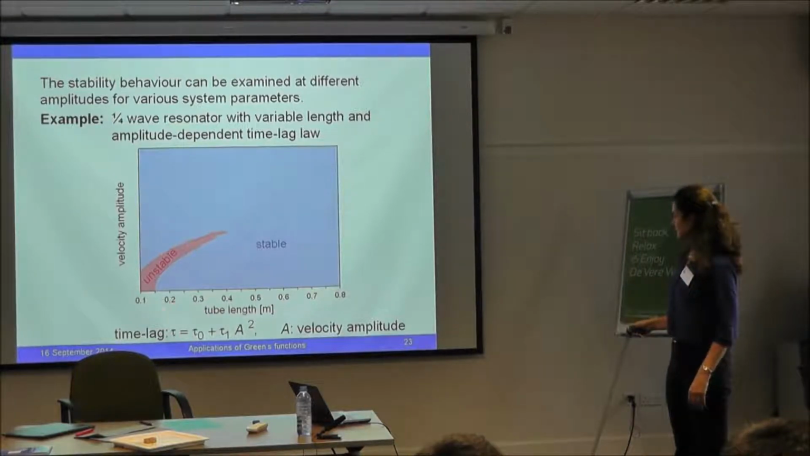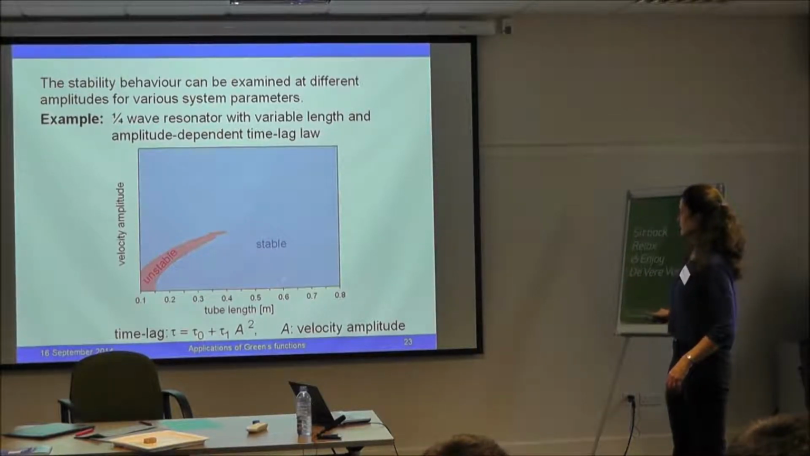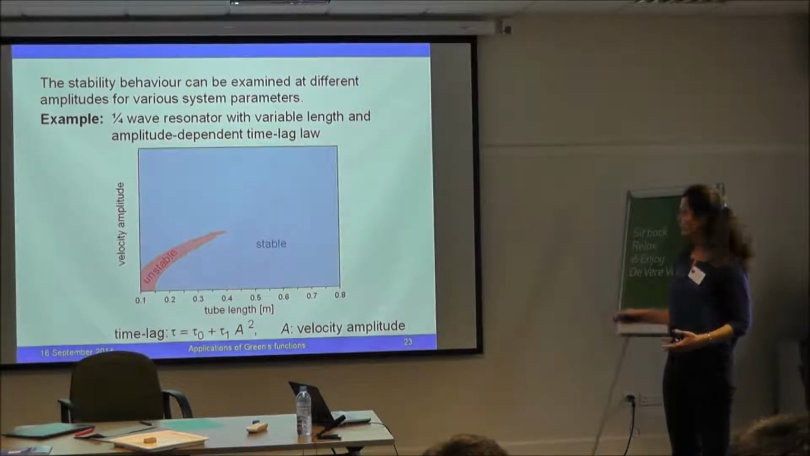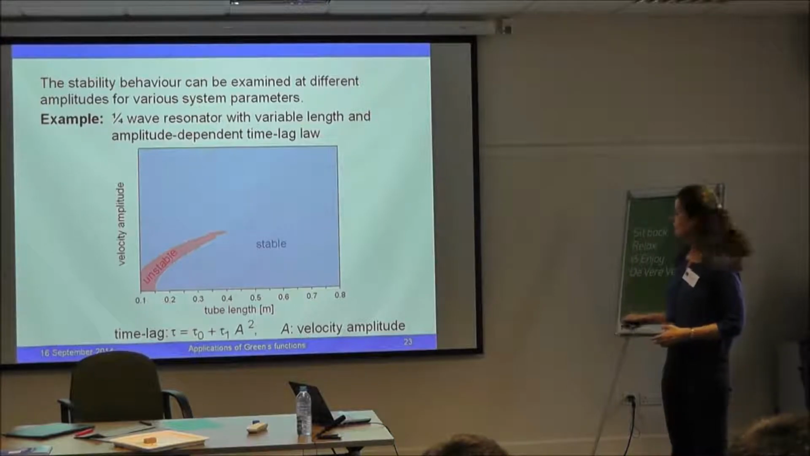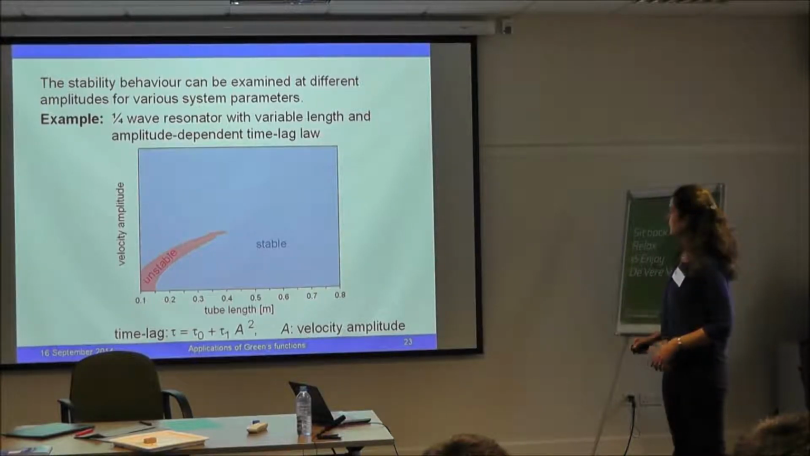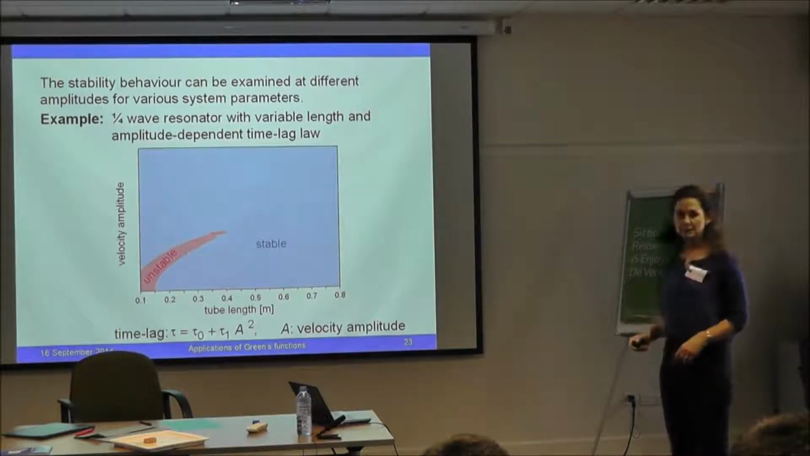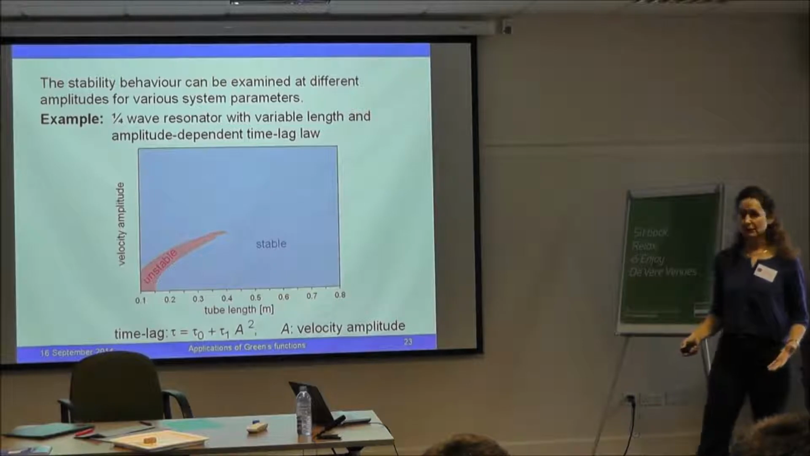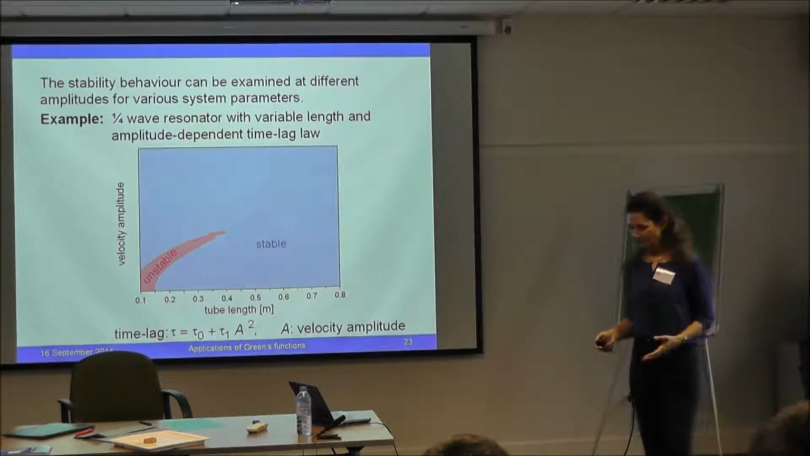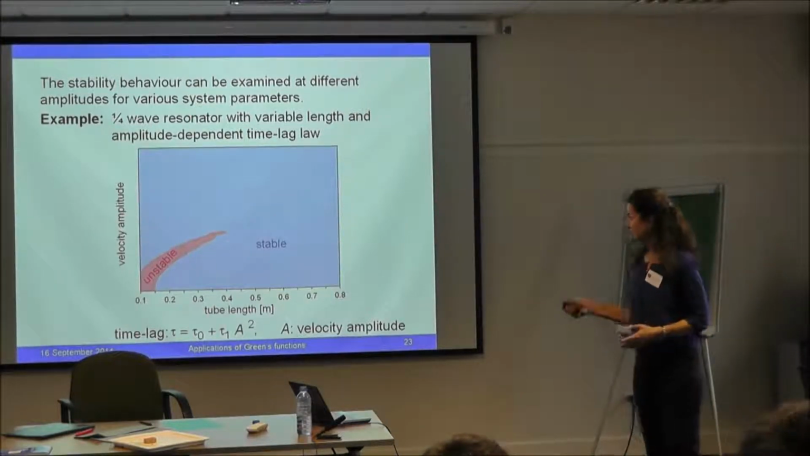And then I had a system parameter, in this case the tube length. And here we have the amplitude, the velocity amplitude. And I just worked my way through this grid, calculating the damping coefficient for each point, and then marked whether it's positive or negative. And out came this stability map. So we have this region of instability. This is the red region, and all the rest, the blue, is stable. So this is the kind of result you can produce from this kind of Green's function.